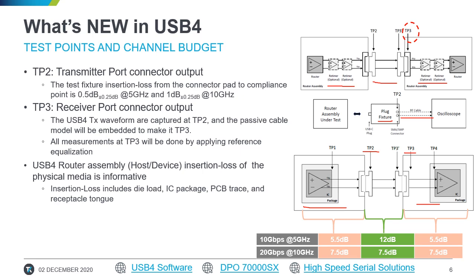And when we perform TP3, we embed the worst-case cable model. So when we are doing the USB4 10 Gbps Gen 2 test, we embed the 2 meter cable. And when we perform the USB4 Gen 3 20 Gbps test, we embed the 0.8 meter cable model to make it the TP3 test point. Also note that when we are performing TP3, we use equalization that is a combination of CTLE and DFE.